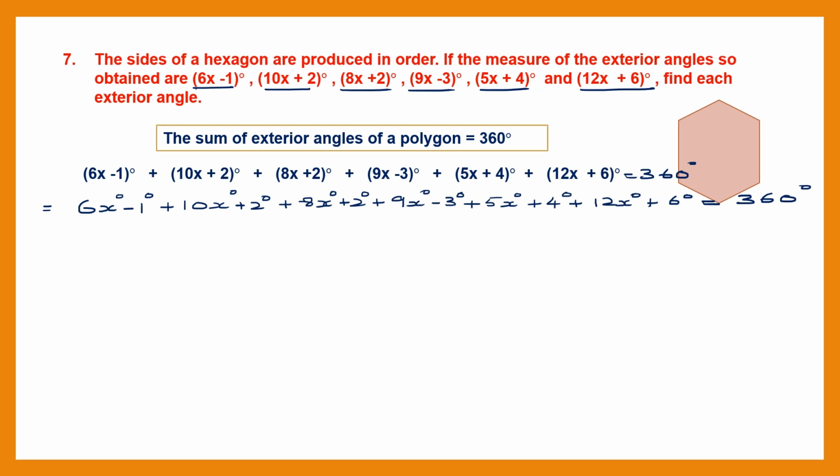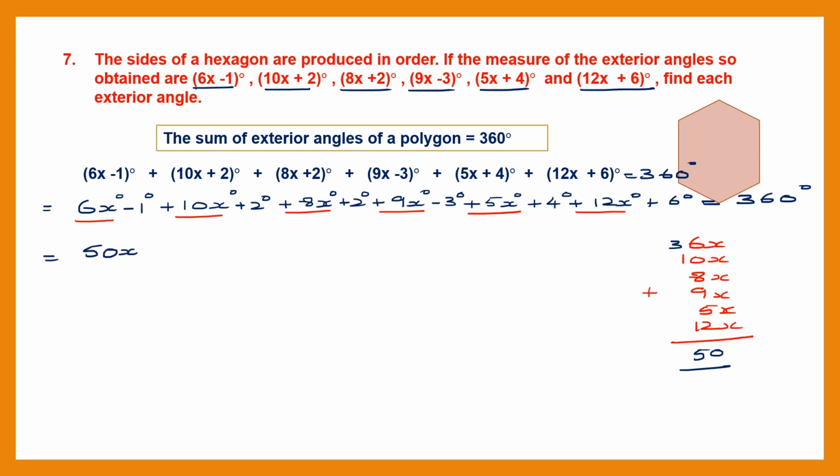Now let's take only the whole numbers, not the ones. We'll take the x first. We'll take all the x. 6x plus 10x plus 8x. Let's take all the x and work it out. So we have 6x, then we have 10x, 8x, 9x, 5x, and 12x. They're all plus signs, so let's add them all up. So 6 plus 8 is 14. 14 plus 9 is 23. 23 plus 5 is 28. Plus 2 is 30. So 0, carry 3. 3, 4, 5. So we have 50x. So here we have 50x degrees.